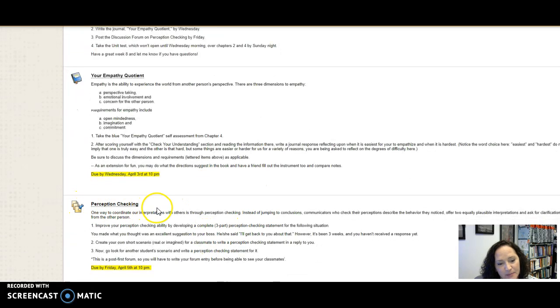Then you'll see the perception checking discussion forum, and it'll have you thinking about how you navigate situations, maybe doing a little face saving for yourself or for other people. There's a three-part process you'll use to avoid jumping to the conclusion that someone is mad at you, for example. First, say what behavior you have observed, then offer two different possible interpretations of that behavior, and then ask for clarification from the other person.